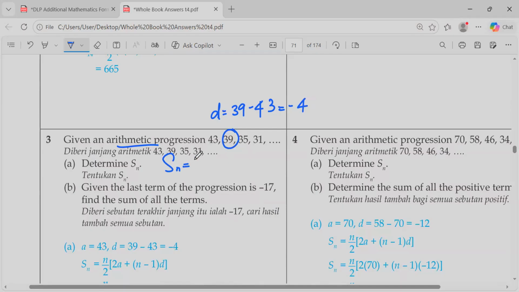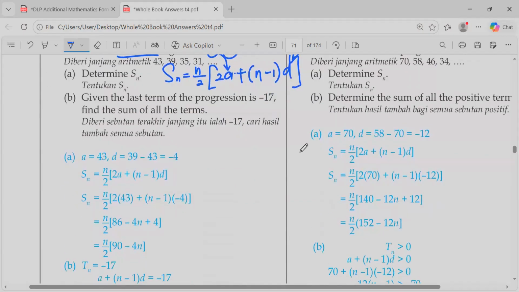Sn equals n over 2 times 2a plus n minus 1 d. Okay, this is Sn. n I'm not sure of, but I know a. I just substitute a inside, and then I substitute d inside here. And after that, we expand it, and then I get the answer.